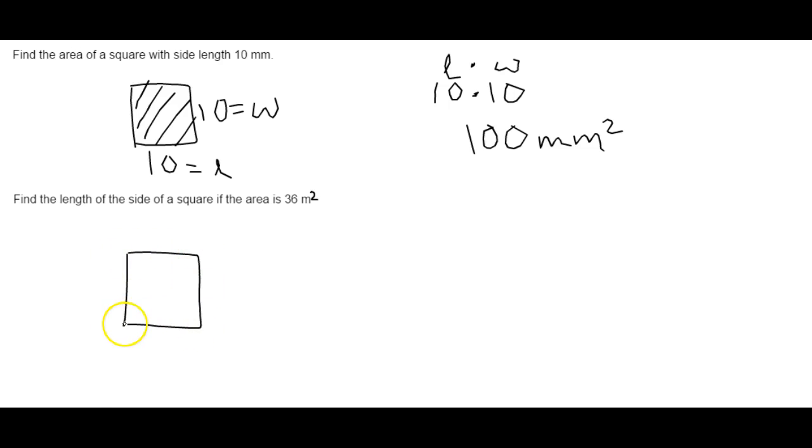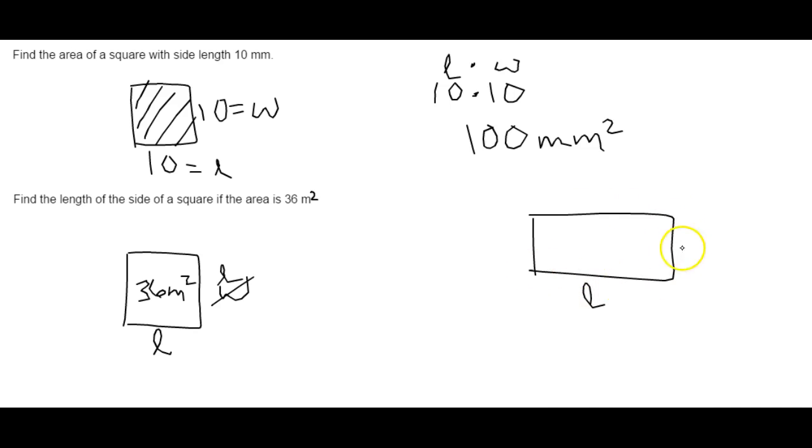So we know our square has an area of 36 meters squared. We do not know the sides. Now we've been calling this length and width. On a square though, these are the same length. So I'm going to call the width also length. This is only feasible for a square. If it was a rectangle and they gave you the area, you would need some more information.